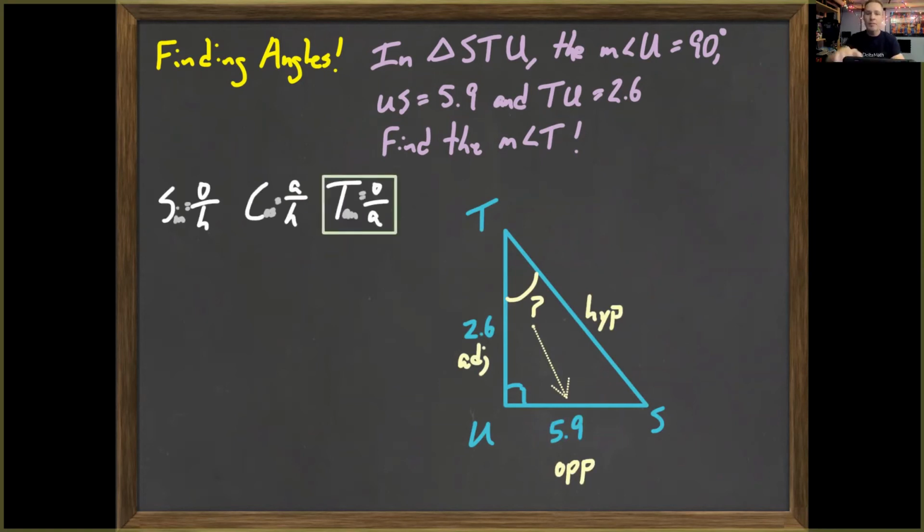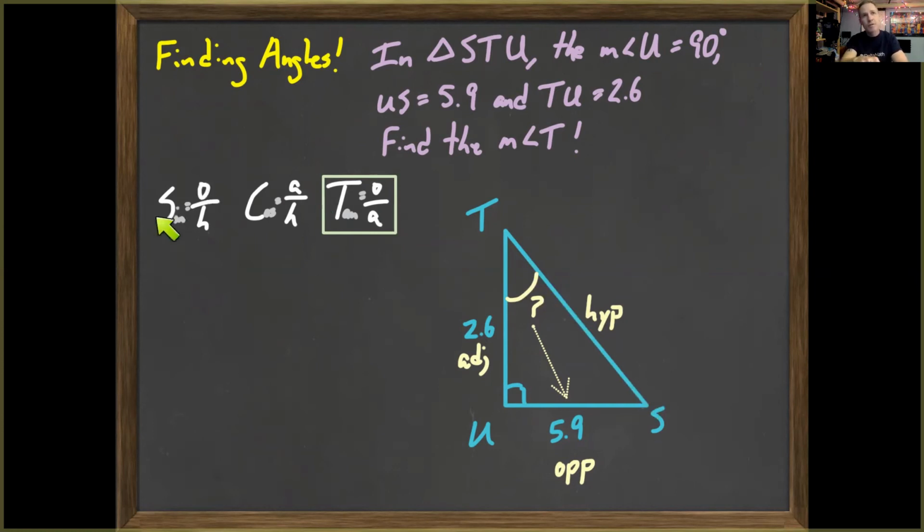Okay, well I've labeled everything here. I had the diagram. So I'm looking for the measure of this angle now. So this is going to be my reference angle. Whatever angle I'm looking for, that's now my reference angle. They've given me the opposite side and the adjacent side. So I don't care about the hypotenuse. I don't know anything about the hypotenuse. I'm not looking for the hypotenuse. So I'm going to use tangent.